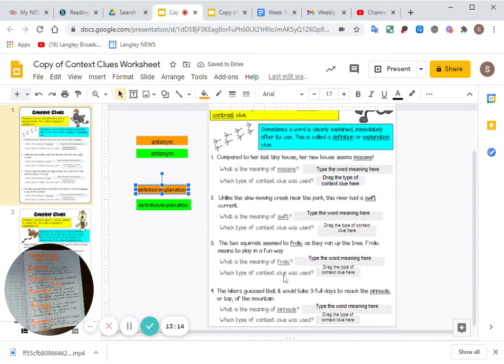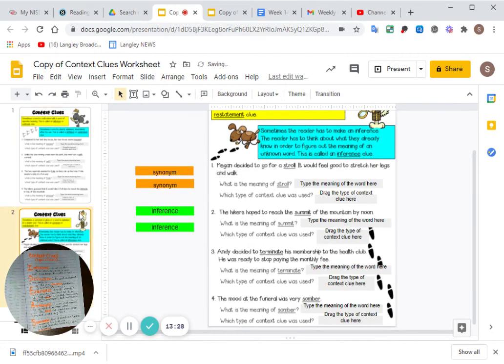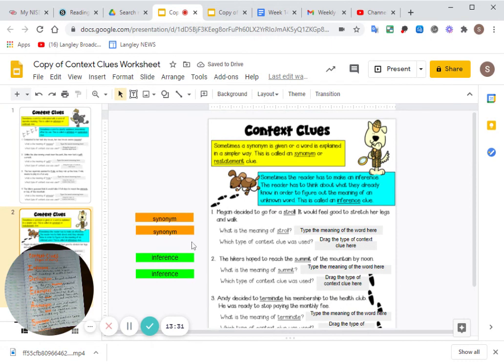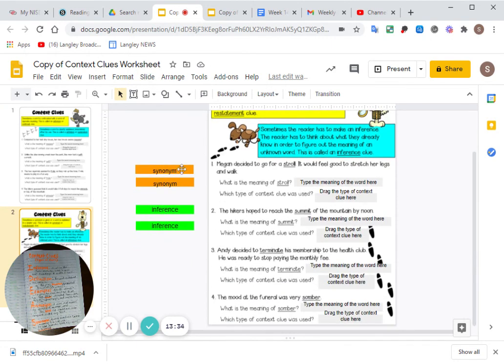You would do that for question 2, question 3, and question 4. Type in the meaning of the word, what you think it means, and then what type of context clue they used. You would drag that over to the sentence. Okay, good. On slide 2, it's pretty much the same thing, except the two types of clues change. Now it's synonym and then inference. So again, you would read the sentence, type in the meaning of the word, and drag the clue, whatever clue they used, to that question there. All right? Okay, guys, go ahead and get started.